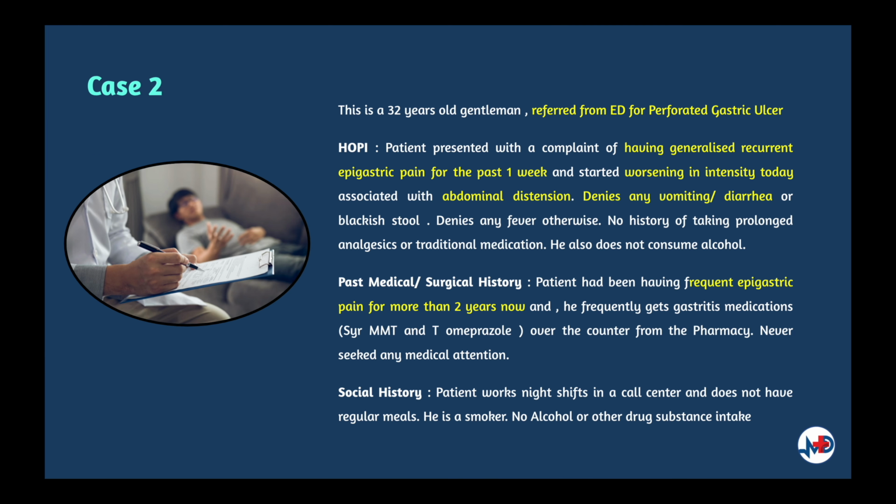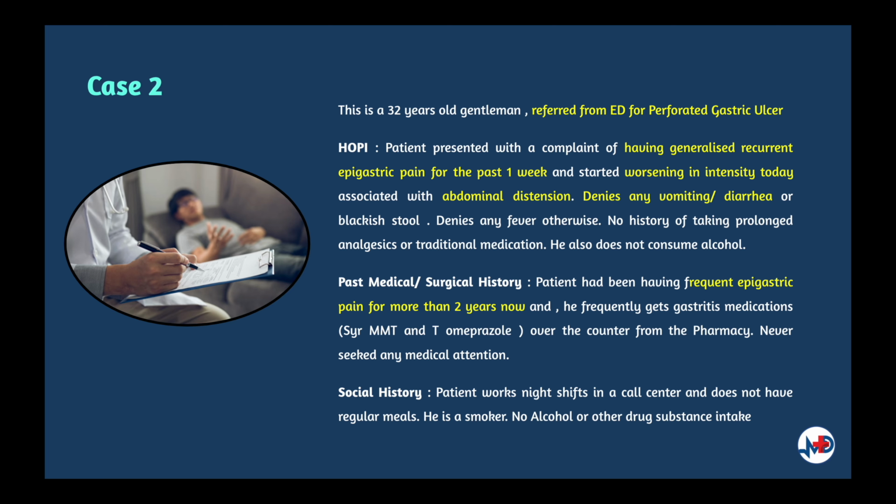This is another example. A case of a patient who presented with generalized abdominal pain. Now, this is a 32-year-old gentleman referred from the ED for perforated gastric ulcer. He presented with a complaint of having generalized recurrent epigastric pain for the past 1 week, which started worsening in intensity today, associated with abdominal distension. Denies any vomiting, diarrhea, or blackish stool, and he also denies having fever otherwise. There's no history of taking prolonged analgesics or traditional medicines, and he also does not consume alcohol.